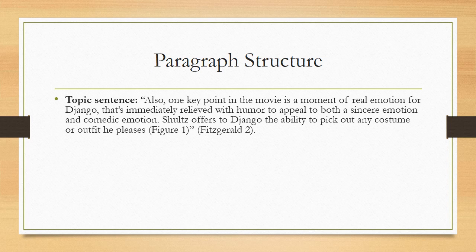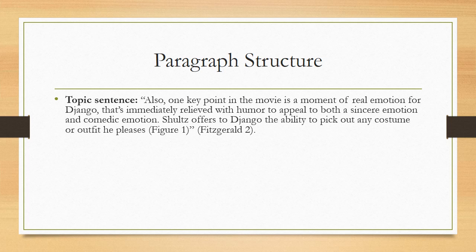Also, one key point in the movie is a moment of real emotion for Django that's immediately relieved with humor to appeal to both a sincere emotion and comedic emotion. Schultz offers to Django the ability to pick out any costume or outfit he pleases. So the thesis of the paragraph is that at a key moment, the film uses emotion, both sincere emotion to make us sympathetic to the character and comedic emotion to relieve some of the tension of the scene. And that combination of emotions really pulls us into the movie and makes us sympathetic to Django and Schultz.